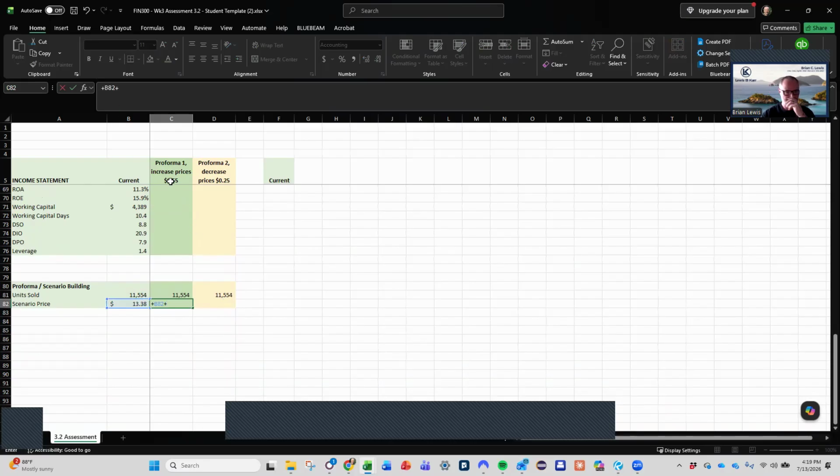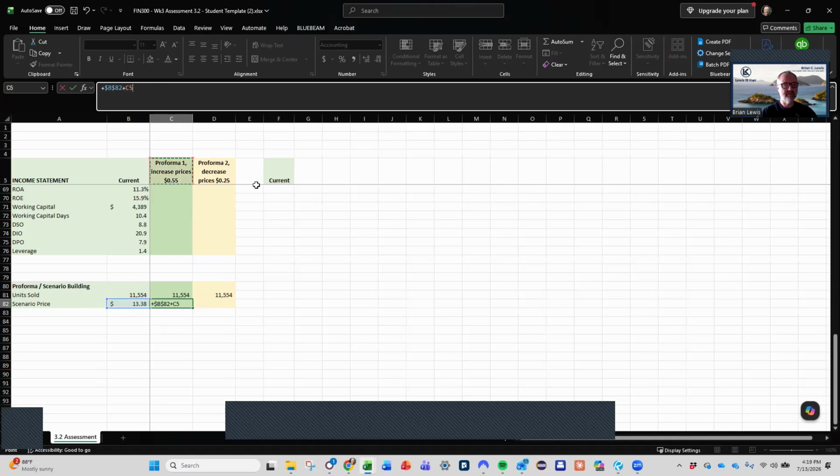a couple, sorry. So B82, I'm going to fix that. So I'm going to press F4. It gives a dollar sign in front of the B, a dollar sign in front of the row 82. So it fixes that formula, that cell reference, and then I'm going to add to it the 55 cents. Well, that's not going to work because that's 55 cents in a tax value. That's silly. Okay, so I'm going to add to it 0.55.